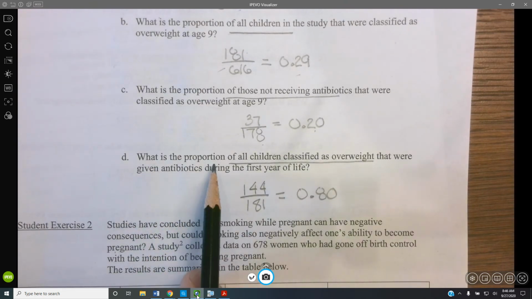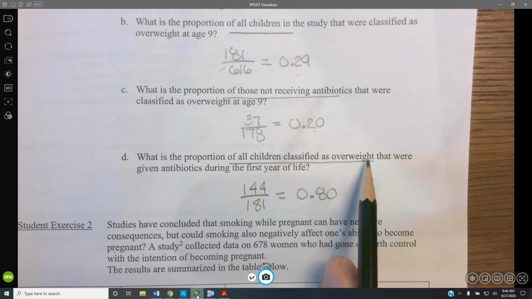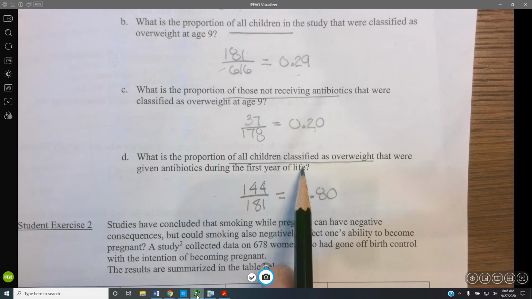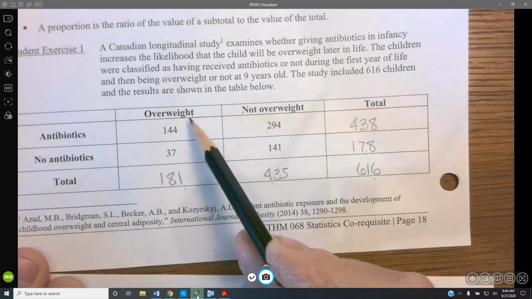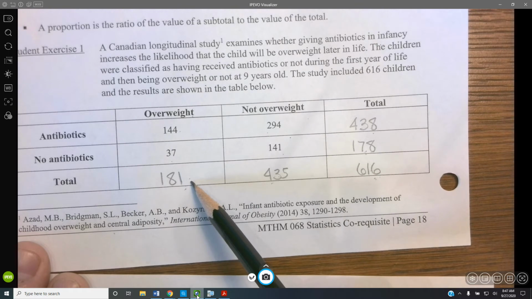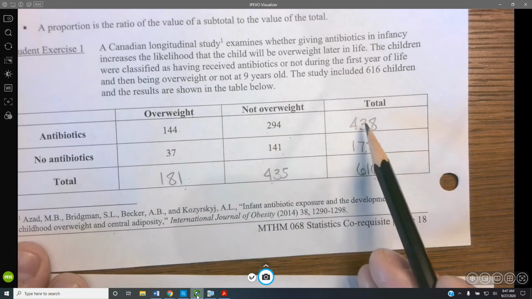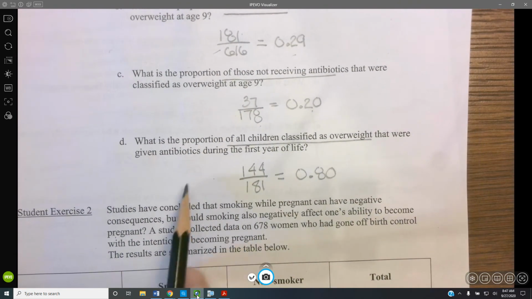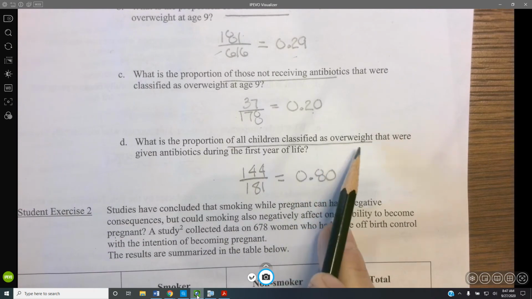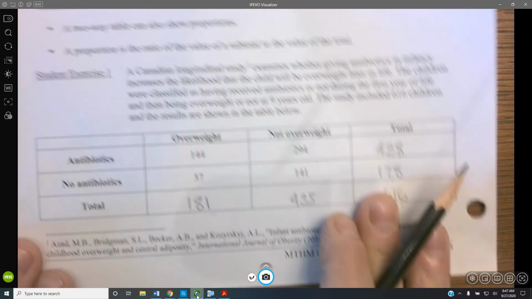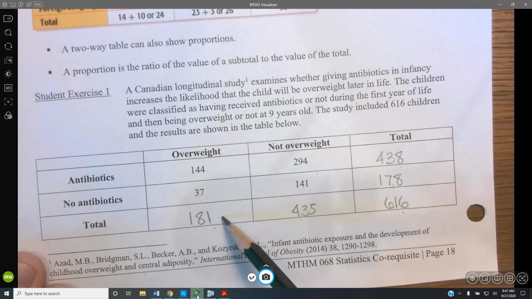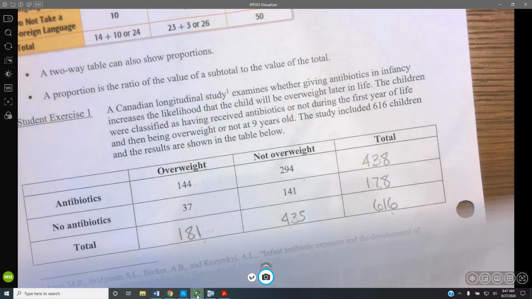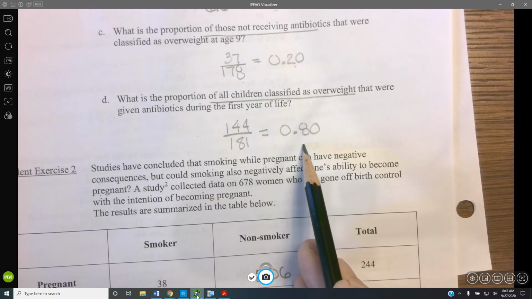Letter D. What is the proportion of all children classified as overweight that were given antibiotics in the year of life? Okay, well, we have children who are overweight and we have ones who were given antibiotics. So when we go back to that question and we read it, proportion of all children classified as overweight, those are the kiddos we go to first. 181. And how many of them were given antibiotics? Well, 144. So 144 out of 181 is approximately 0.80 or 80%.